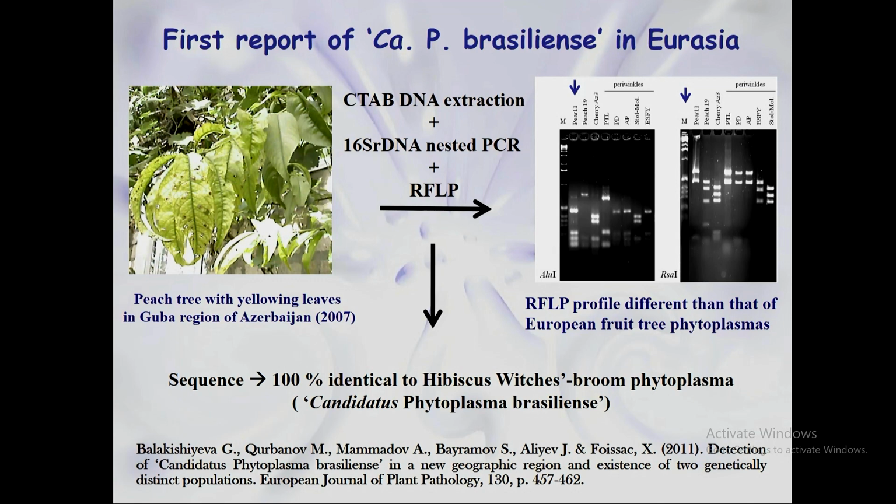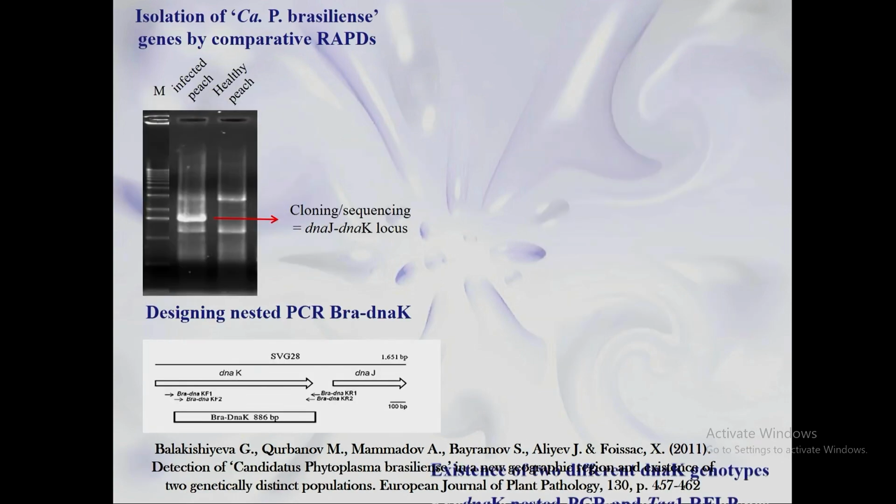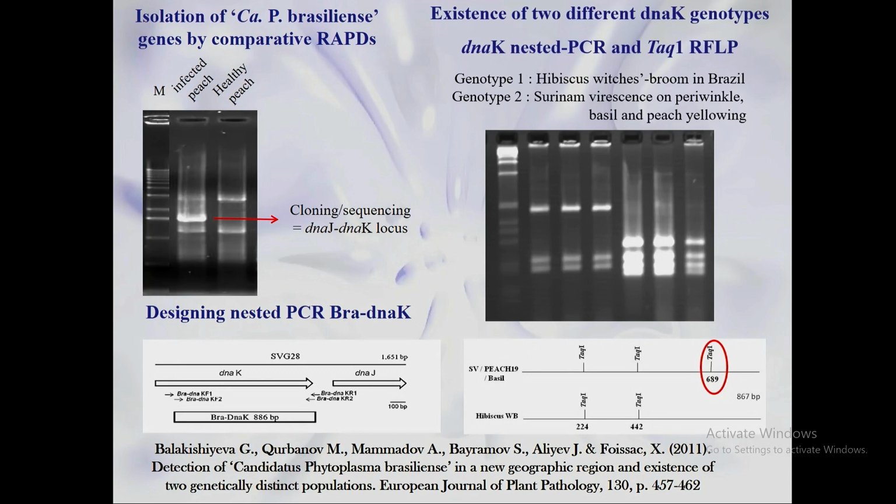And as it was interesting for us, we isolated the Candidatus phytoplasma brasiliense genes by comparative RAPD and cloned and sequenced the DnaK locus. And we have designed the PCR, nested PCR, based on the DnaK gene. And you can see the primers designed.